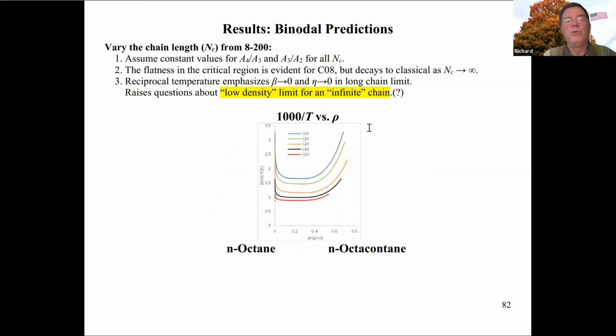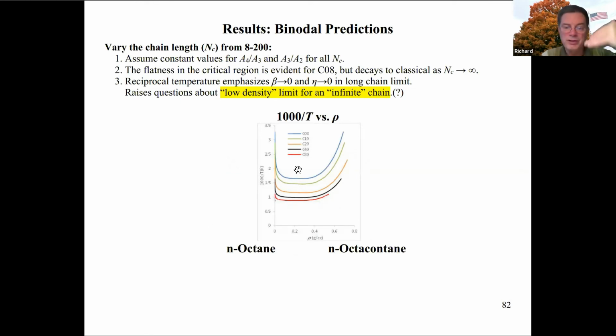From that, we can then calculate all of our binodals. And we see, I plotted this upside down for a reason, but this is just your binodal curves. What we see is as we go to longer chains, the critical temperature is getting larger, but it's not going to infinity. That's one thing. And so it's approaching some kind of a finite number.